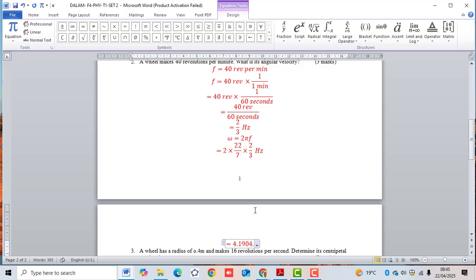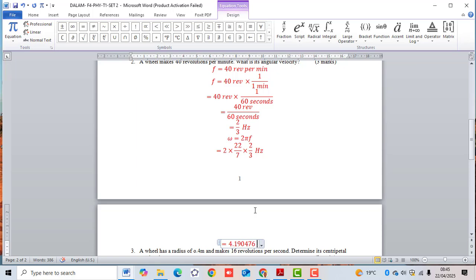04, 05. No, it's 4.190476. 76 like this. Yes. Good. SI unit.